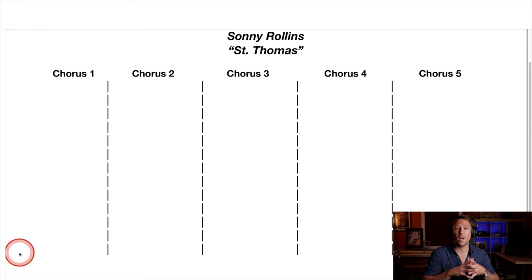So in real time, I'm gonna be going through and writing down on this sheet, each chorus, where the high points are, where the low points are, where the rests are. If you notice here, chorus one from left to right is here, chorus two, chorus three, chorus four, and chorus five. I went ahead and marked that down ahead of time. I know that it's five choruses that we're gonna be transcribing.